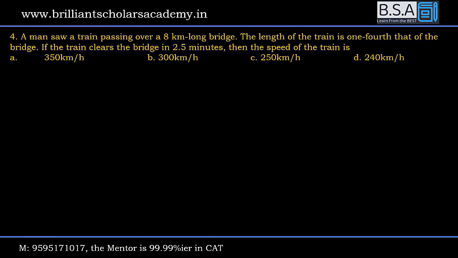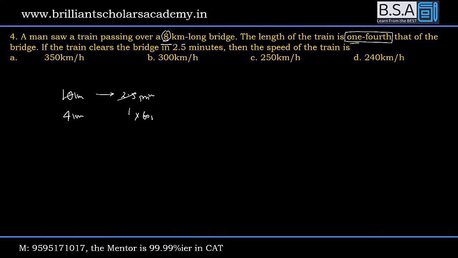So again, observation. What is the length of the train? It is one fourth of the bridge. What is one fourth of this? 2. So the bridge and the train together are 10 kilometers. 10 kilometers were crossed in 2.5 minutes. So can I say in 1 minute, 4 kilometers were crossed.